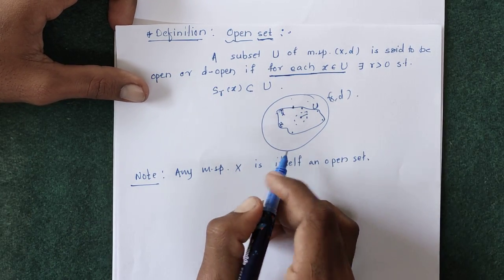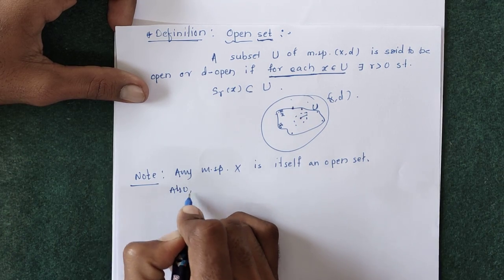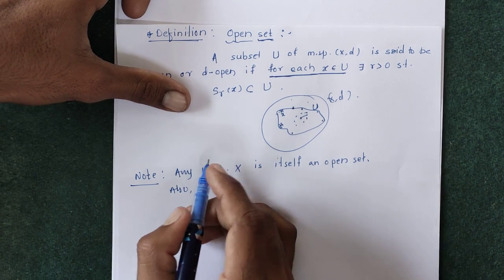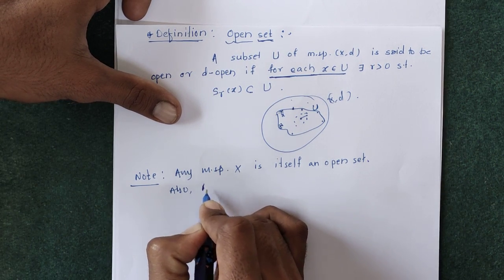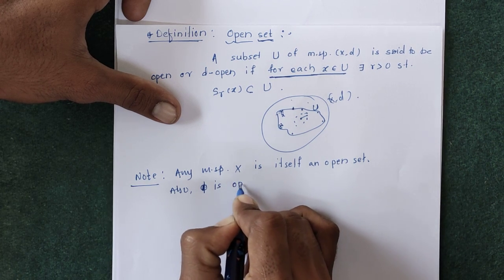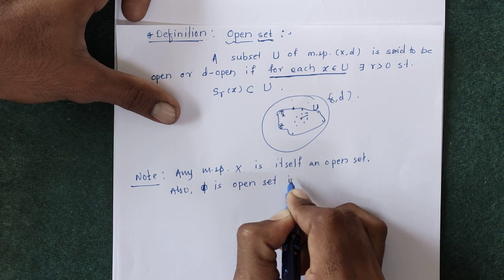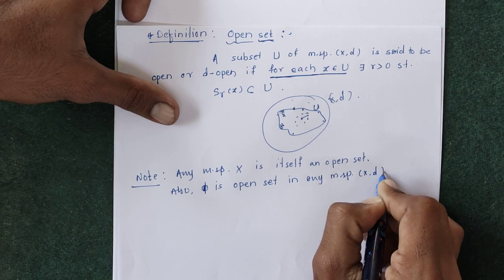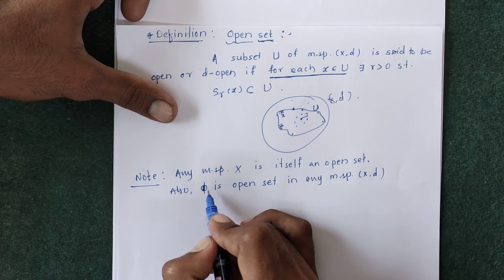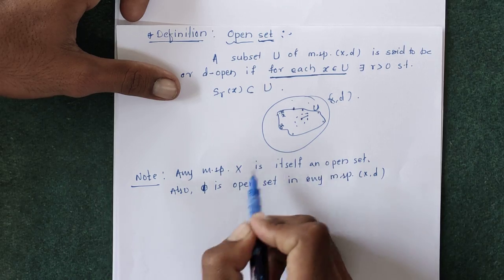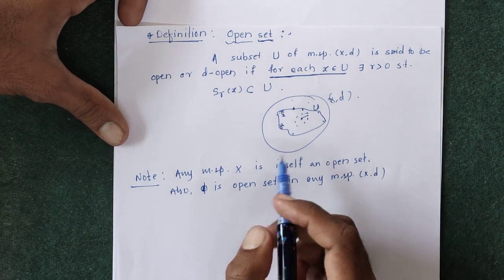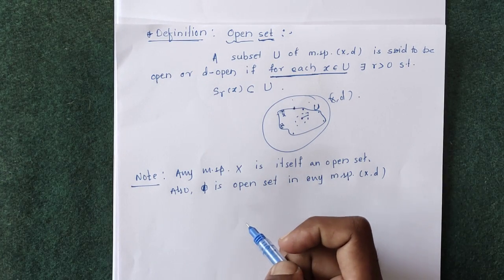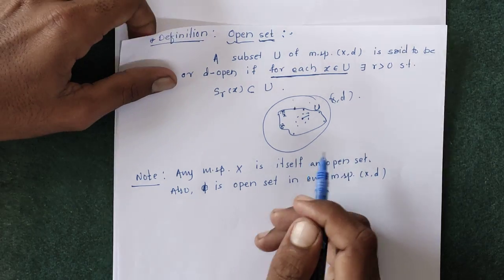Similarly, phi, that is the empty set, is also an open set in any metric space (X, d). Because phi is the empty set, there is no element on which we can draw the open sphere that must be contained in that set. So the condition of an open set is obviously satisfied, and phi is also an open set. Now we will take one theorem.